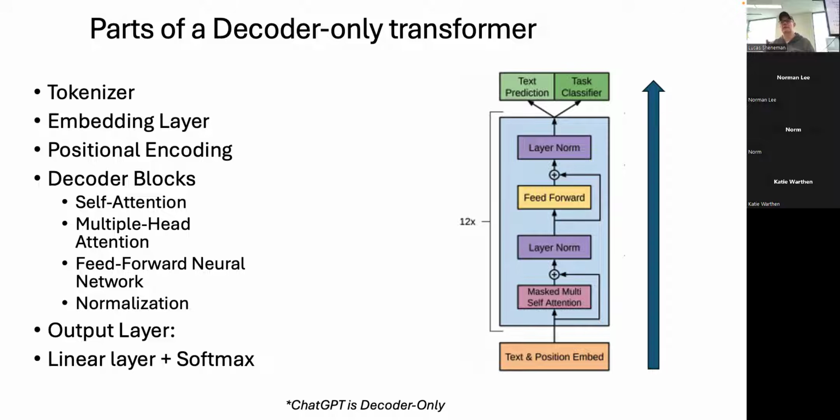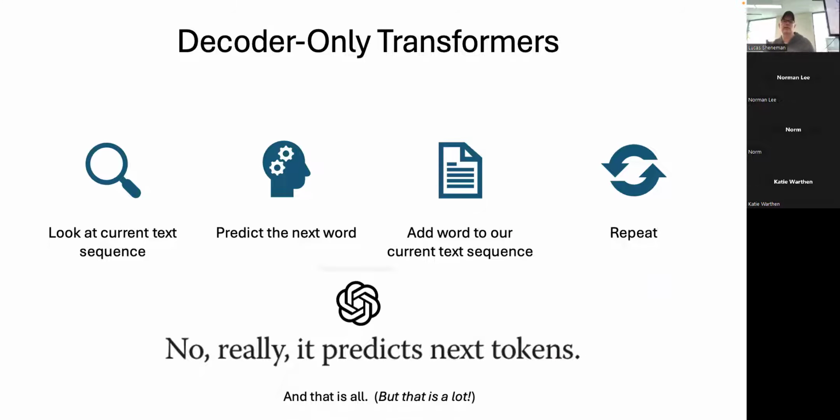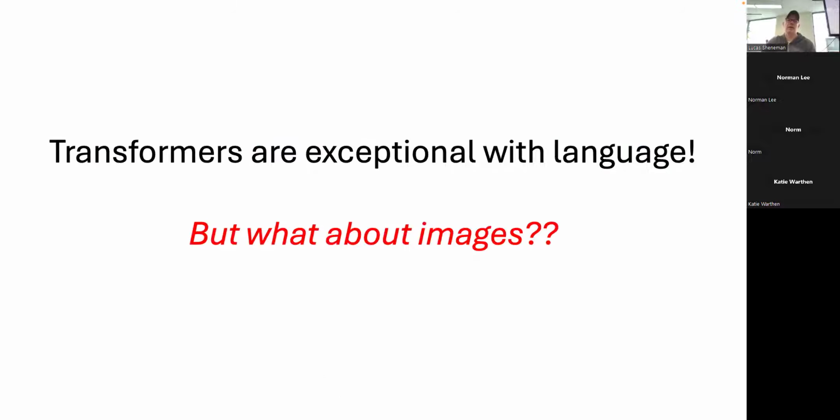And the result is, with language at least, you can get this really nuanced understanding of language where you can develop an understanding of humor and sarcasm and all sorts of things, because you actually have enough of these transformer blocks to be able to pull that out. Okay, so transformers are exceptional with language. They do really well. There's no end in sight so far as to how well those transformers work.